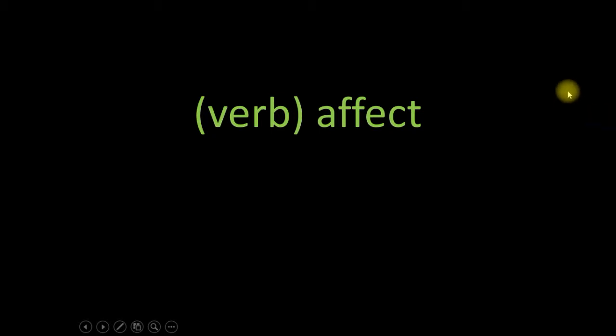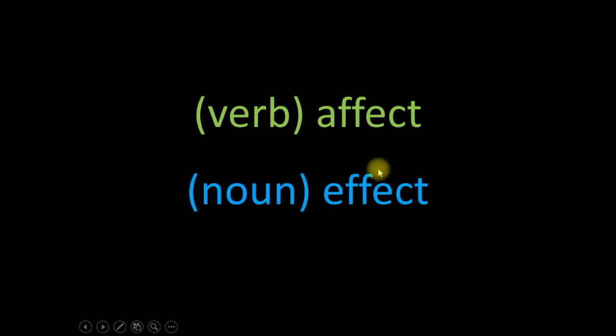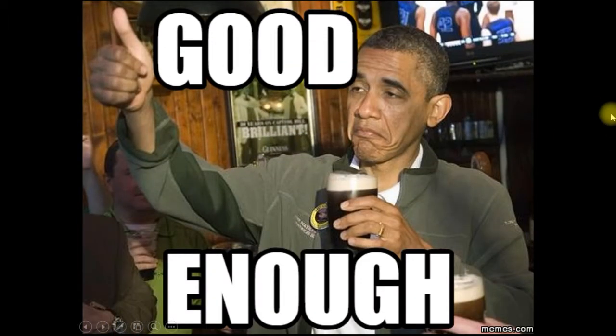Now, we've talked about how affect with an A is usually a verb and how to use that in a sentence. We've talked about effect with an E as a noun and how to use that in a sentence. And if you can master this, that's really good enough. That will be enough grammar and vocabulary for you to really show off and do well on the exam and get level 4, maybe even level 5 or 6.